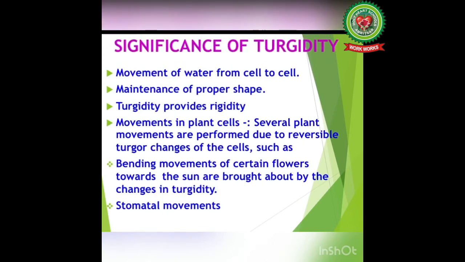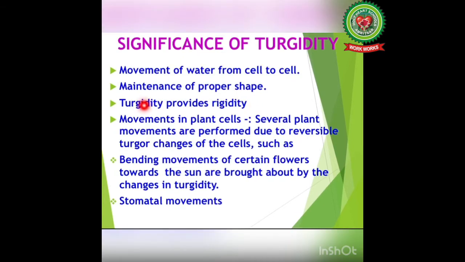Now, significance of turgidity. Turgidity helps in the movement of water from cell to cell, especially in the root cells. Water always moves from a more turgid cell to a less turgid cell. Then, maintenance of proper shape: turgidity helps in maintaining proper shape and stretching the softer organs such as fruits, flowers, young shoots, etc. Turgidity provides rigidity. Thin-walled tissues become very rigid due to turgidity.